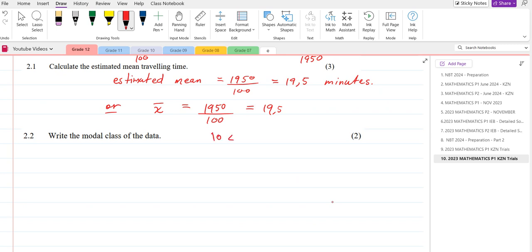10 to 20. That's your answer. That's it, modal class. I hope you guys understood that. Moving on to the next question.